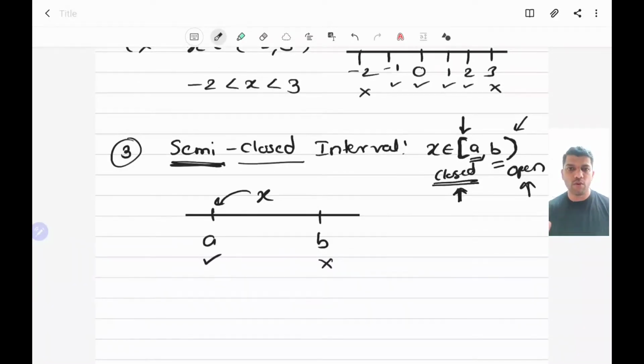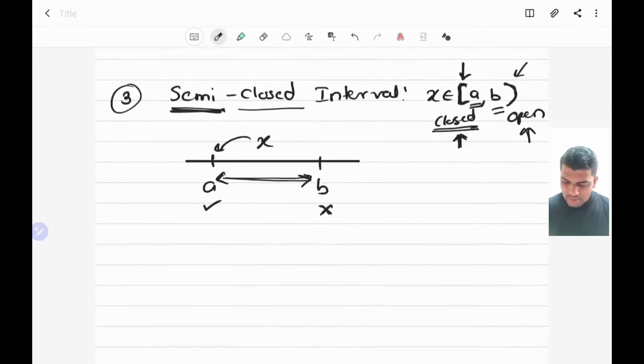This is a semi-closed interval where it is closed on the A side and open on the B side. So here you have to consider X is equal to A. You can consider X equal to A, but you cannot consider X equal to B. But you can consider all the in-between values of X between A and B. So here you can consider A, you cannot consider B, but you can consider all the values between A and B for X. This is the way we represent a semi-closed interval.